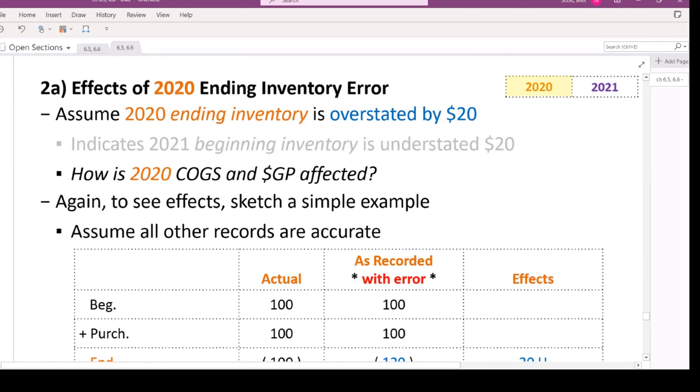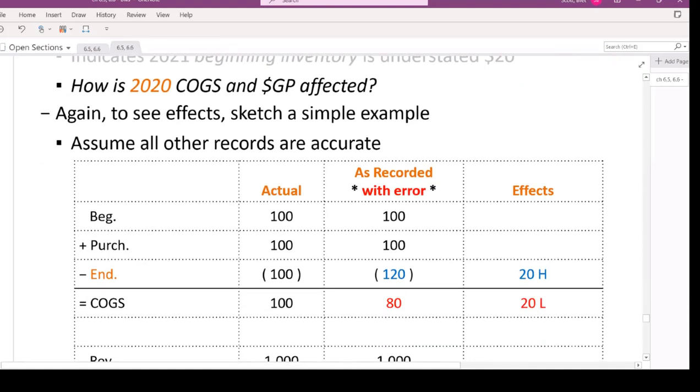What if the sign was flipped? What if 2020's ending inventory is overstated, not understated? In this case, it's overstated by 20. We counted too much inventory. Again, go through, sketch out an example.